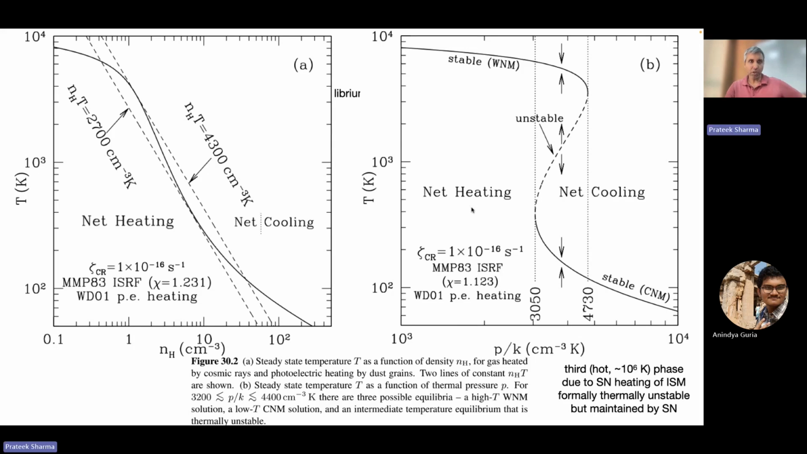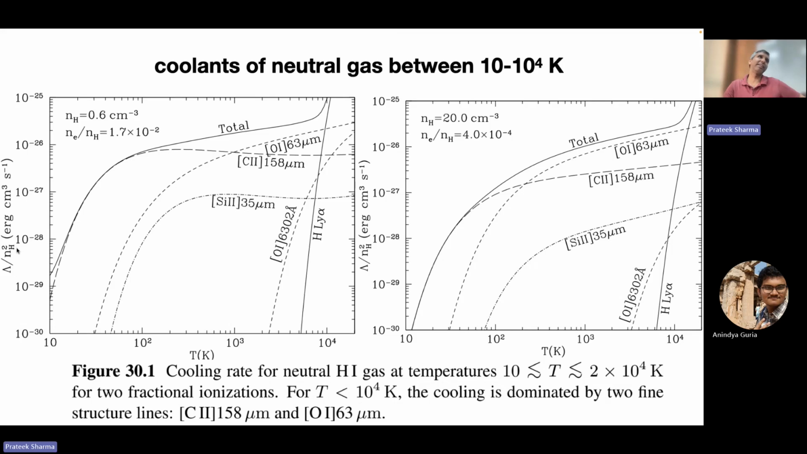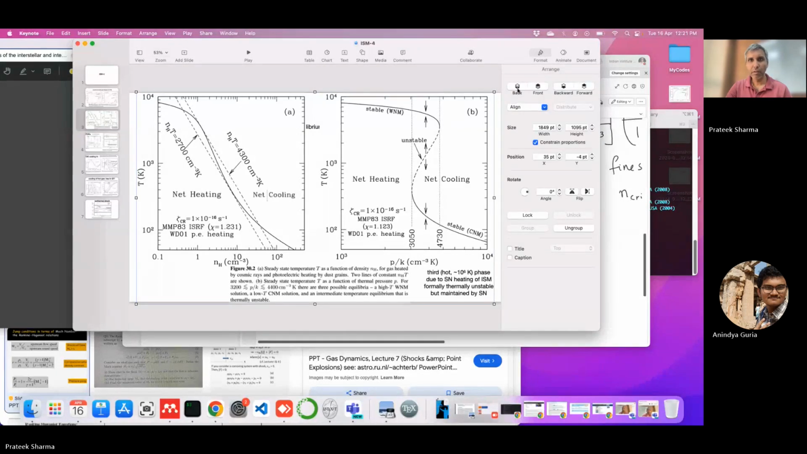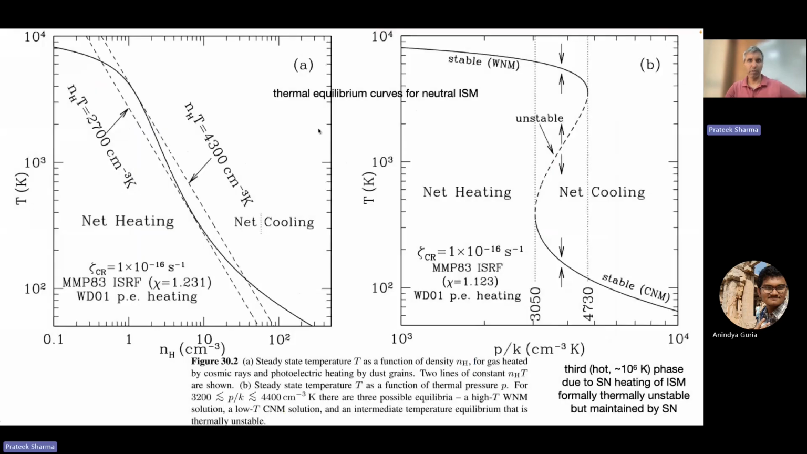Okay. So the heating rate per unit volume is a function of density and temperature, right? There's a temperature dependence, which is shown here on the x-axis, and the density dependence is n_H squared. And the cooling rate is n_H times some other functions of temperature. If you balance the two out, you get curves like this. So these are curves of thermal equilibrium for the neutral ISM. You have these functional forms of heating rate and cooling rate per unit volume, and if you equate the two for every n and T, you get a curve like this. On this curve, heating balances cooling for that given n and T.